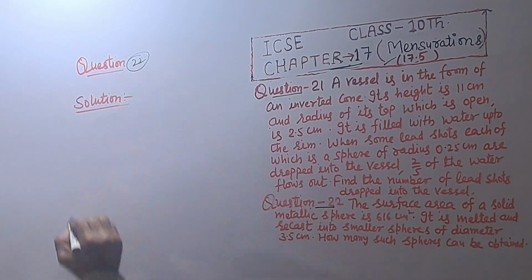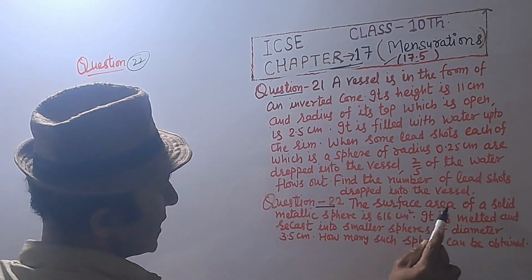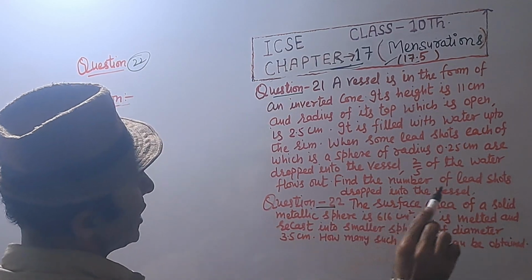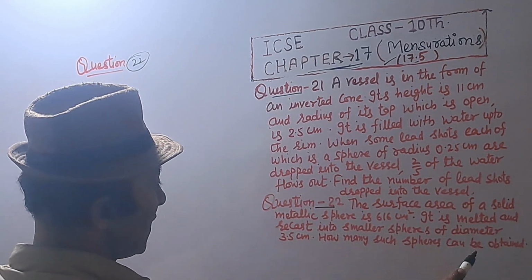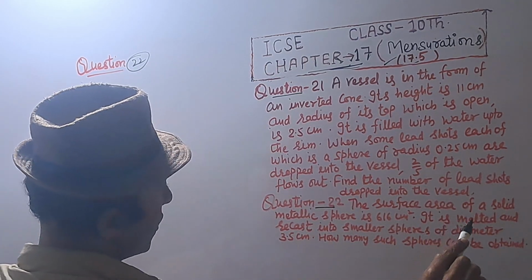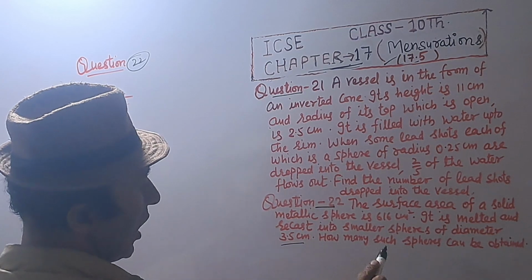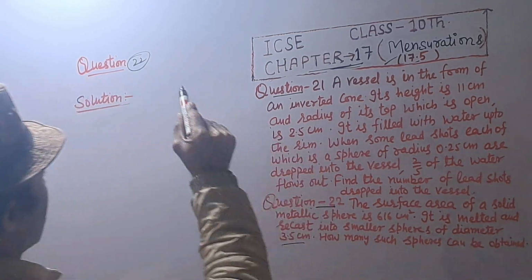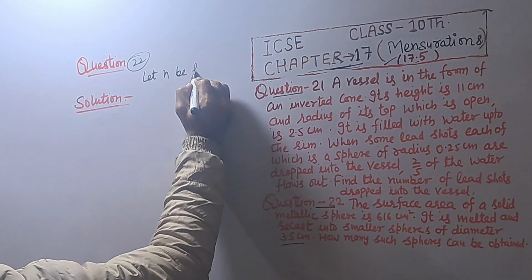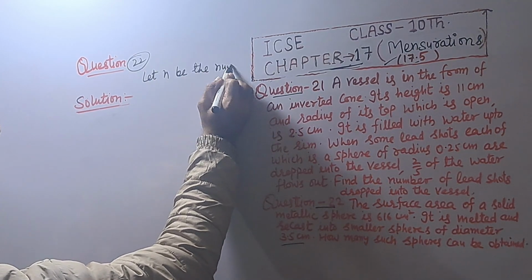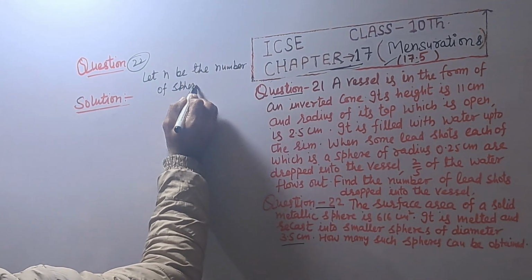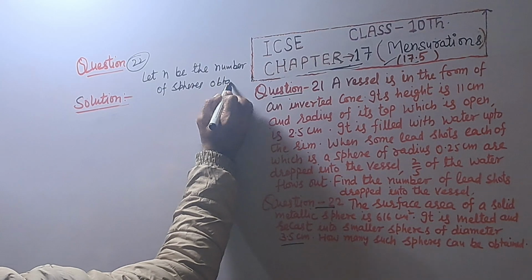Question number 22. The surface area of a solid metallic sphere is 616 centimeter square. It is melted and recast into smaller spheres of diameter 3.5 centimeter. How many such spheres can be obtained? Let n be the number of spheres obtained.